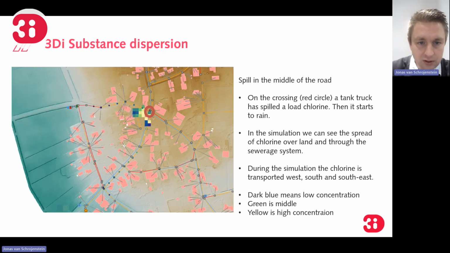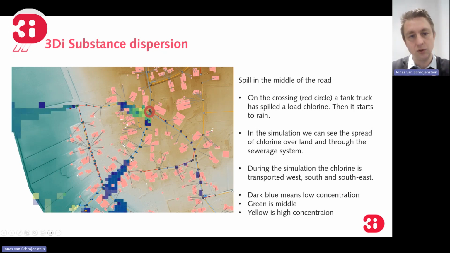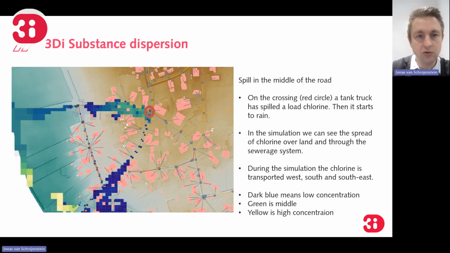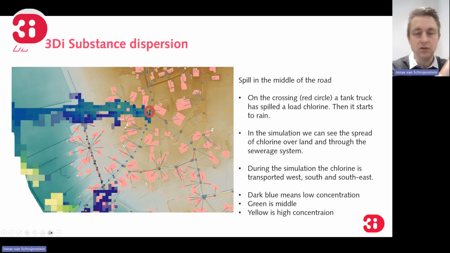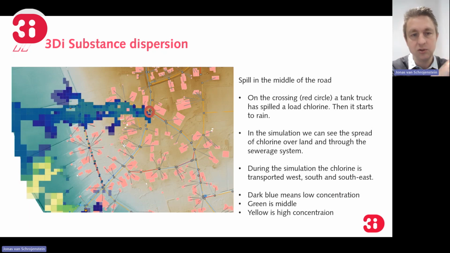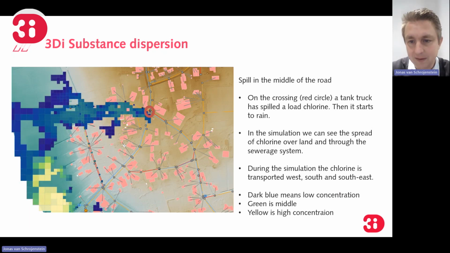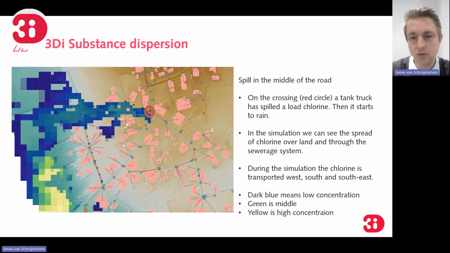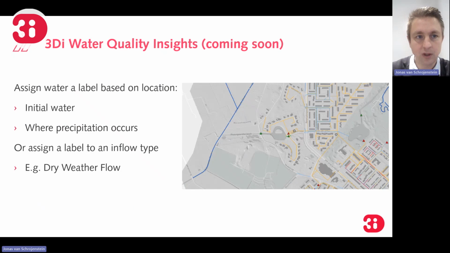Here you can see the coloring in the sewer system going up. So you see the concentration going up in the sewer system, but you can also see the substance spreading over land. Dark blue means low concentration, green is sort of middle, and yellow is a higher concentration.